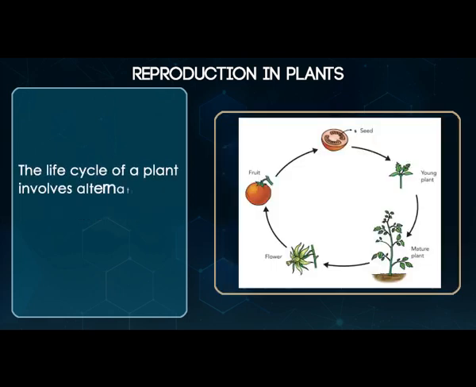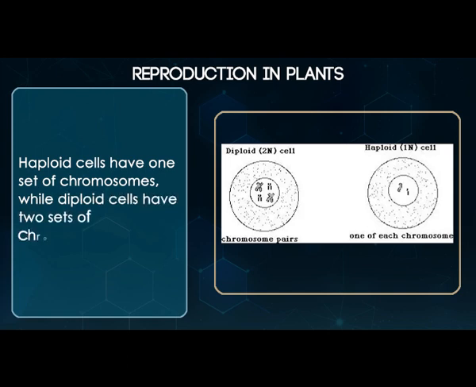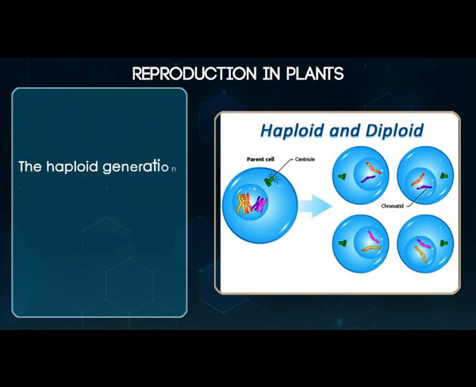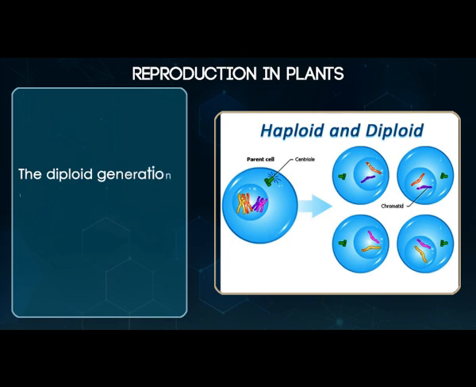The life cycle of a plant involves alternating generations of haploid and diploid cells. Haploid cells have one set of chromosomes while diploid cells have two sets of chromosomes. The haploid generation is called the gametophyte and produces gametes. The diploid generation is called the sporophyte and produces spores.